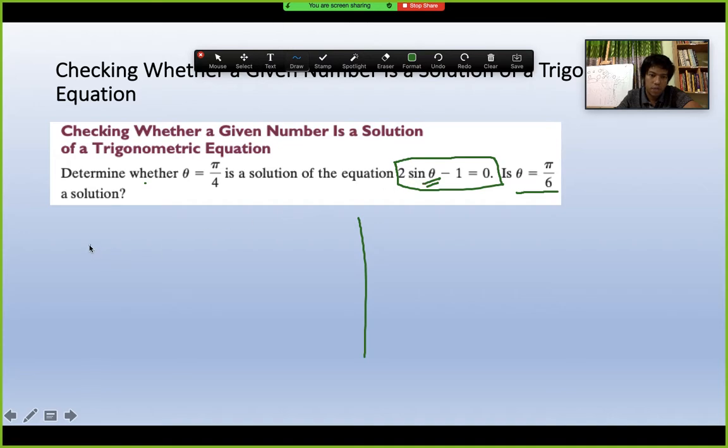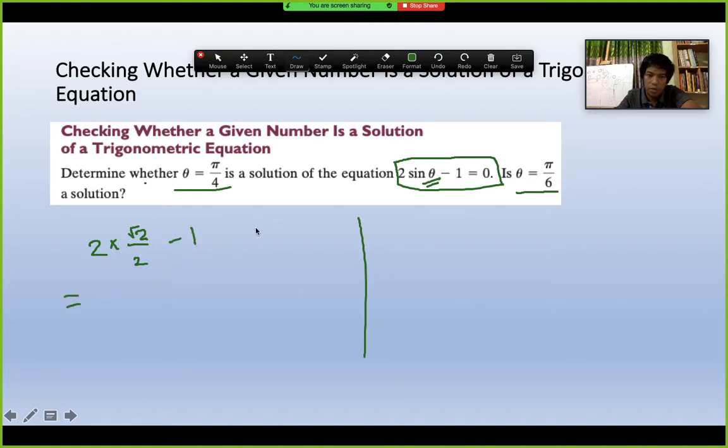So 2 sine theta. We are checking this value first: theta equals pi by 4. If you put pi by 4 here, pi by 4 means 45 degrees. So sine 45 degrees means 1 divided by root 2, or root 2 by 2, you can say that also. Let's write root 2 by 2, that's better. Root 2 by 2, then minus 1.